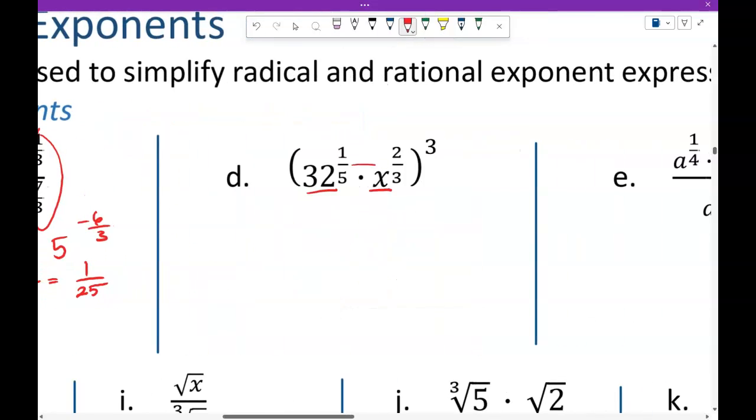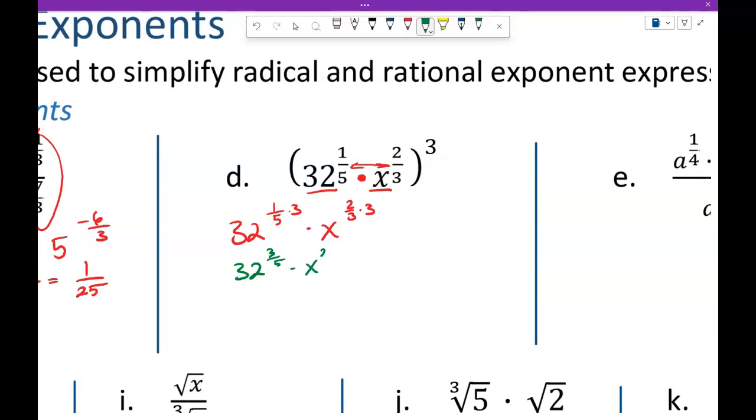Now we have different bases, so we can't add these exponents, but because it's multiplication, we can apply our power rule, which is 32 to the 1/5 times 3 times x to the 2/3 times 3. This leaves us with 32 to the 3/5 times x squared. Now, if I write this in radical notation, I'll actually be able to simplify it. So we'll do so. The 5th root of 32 cubed, x squared. The 5th root of 32 is 2, so we have 2 cubed, x squared, equals 8x squared.